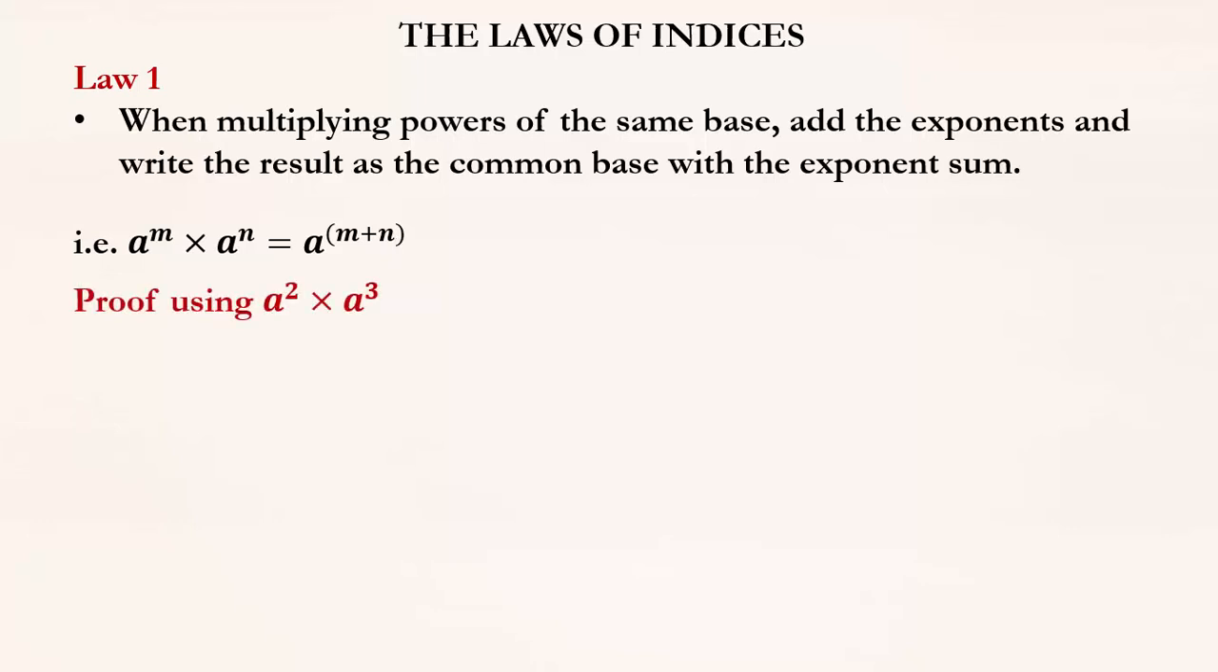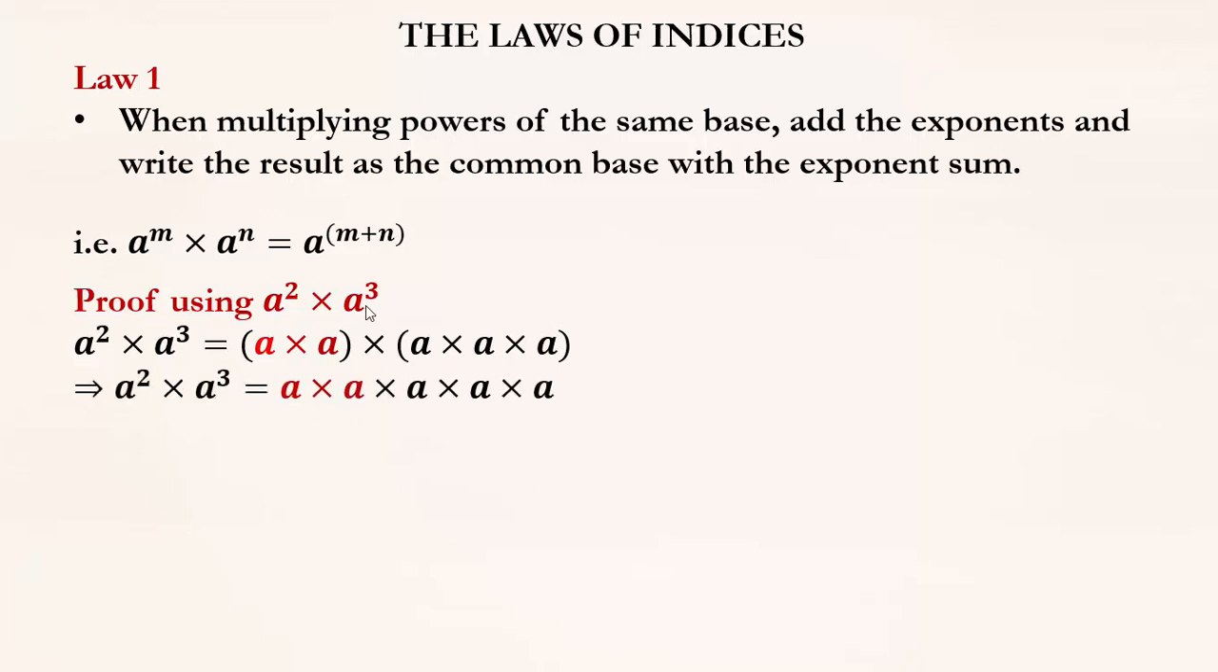Proof using a squared times a to the power 3. A squared times a to the power 3 is simply the same as a times a for the a squared and a times a times a for the a to the power 3. Now multiplying and removing the brackets, you simply realize that the answer is going to be a to the power 5. And that is by adding the exponents if you want to use the laws of indices.